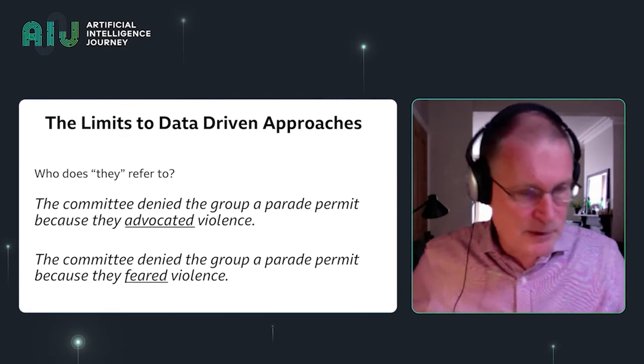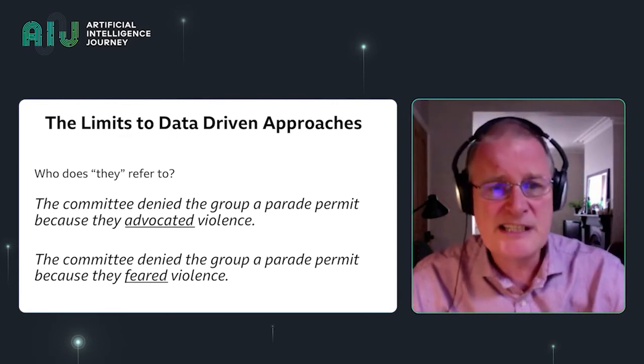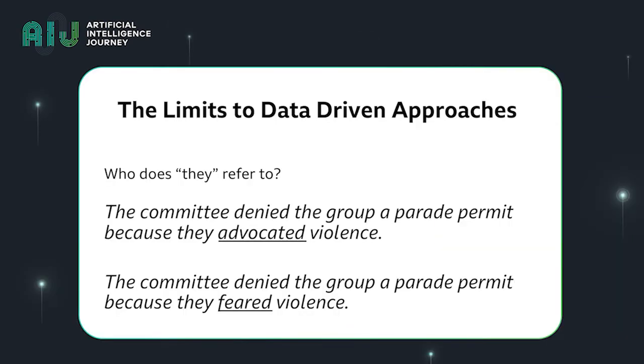Okay, here's another example, a linguistic one. Who does "they" refer to in these two examples? The committee denied the group a parade permit because they advocated violence. The committee denied the group a parade permit because they feared violence. So my question is, who does the word "they" refer to in each of these two sentences?